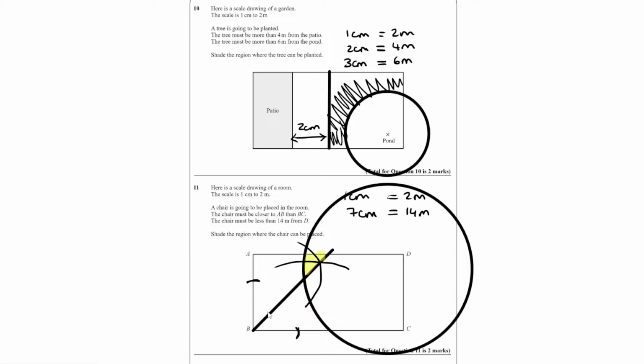So the first sentence there was a bisector. The second bit was just an arc around a point, and obviously using the scale.